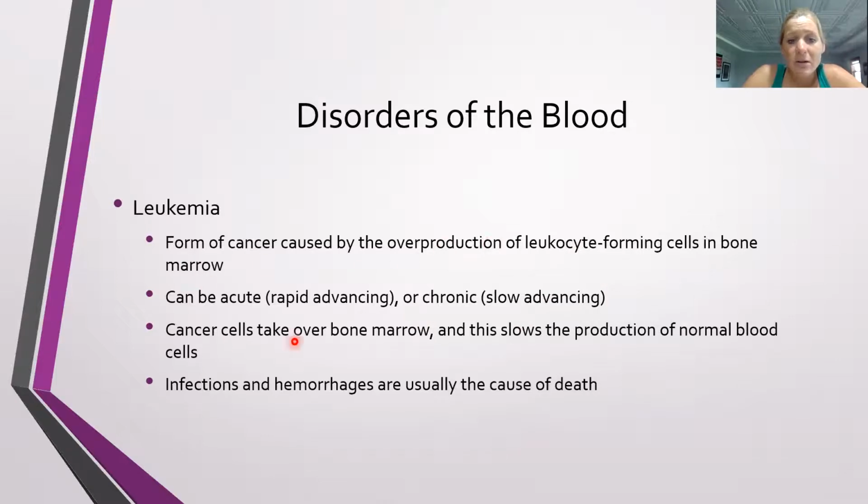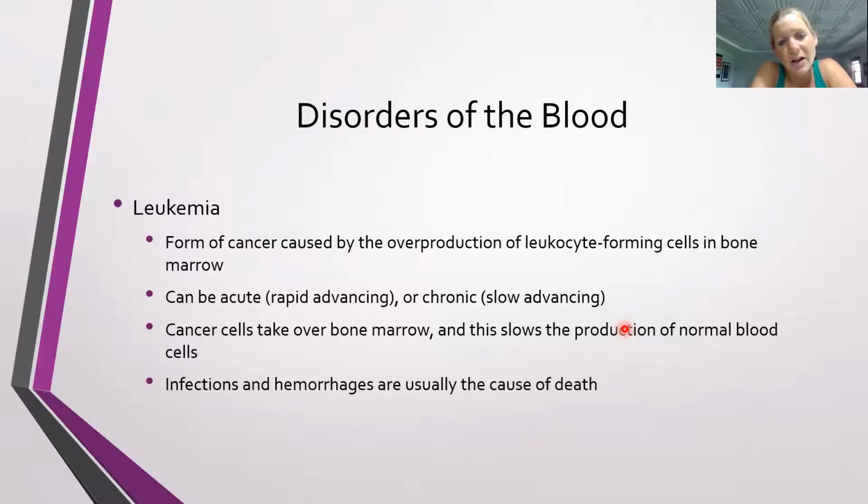With acute leukemia, things are going to happen very quickly. With the chronic or slow advancing leukemia, I might be able to live a normal life for many years with this particular disease because it's coming on slowly, essentially.